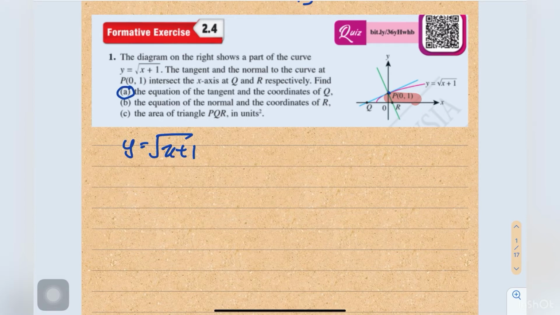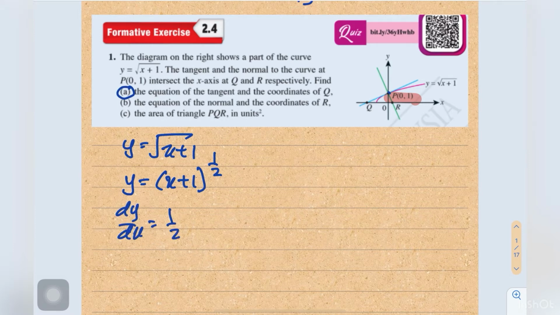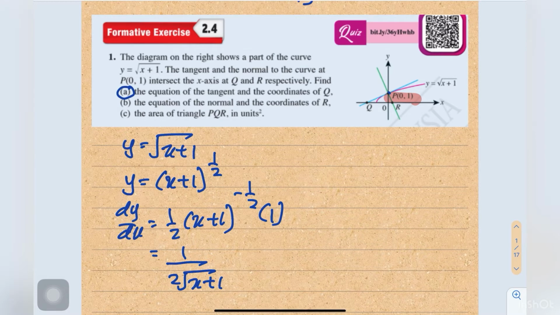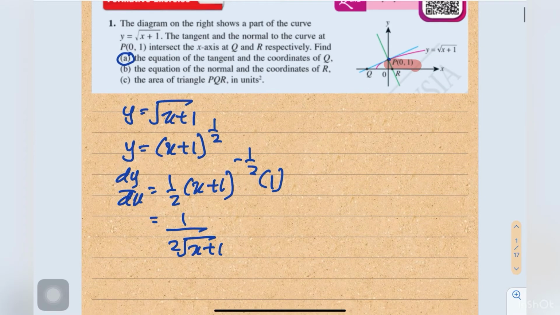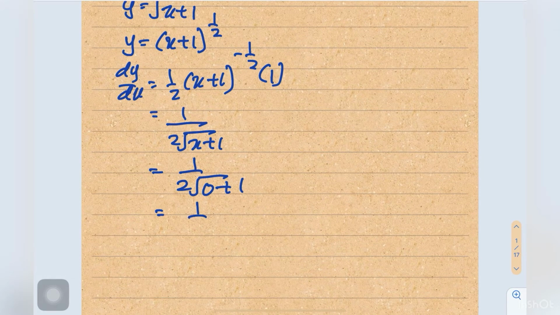Find m first. m is the gradient, and the gradient is dy/dx. So find dy/dx first. y equals (x plus 1) to the power of half. So dy/dx is 1 over 2, (x plus 1) to the power of negative 1 over 2, times 1. Here we simplify, we get 1 over 2 square root of x plus 1. At point P, we have point P is (0, 1). Coordinate x is 0, so we substitute 0 plus 1. Therefore the gradient dy/dx is 1 over 2.